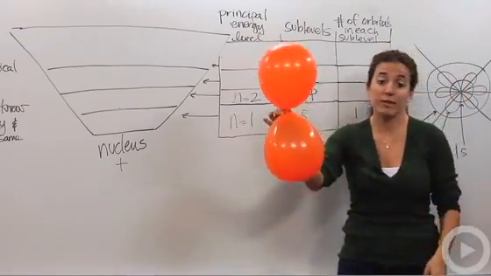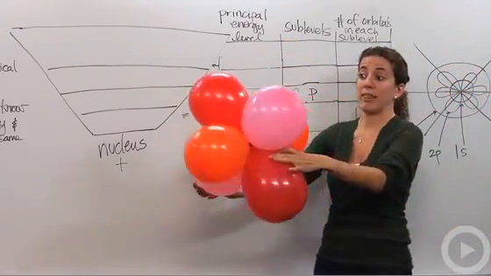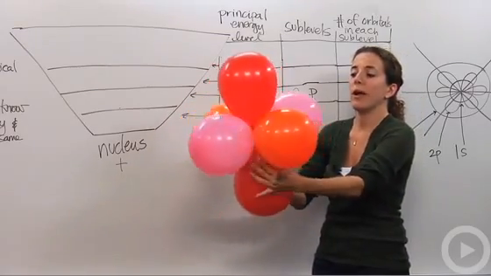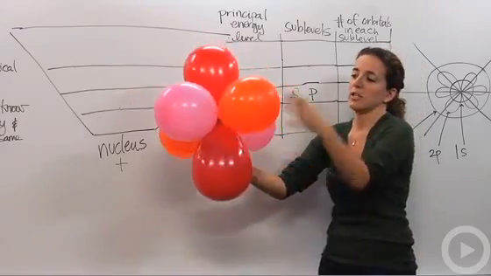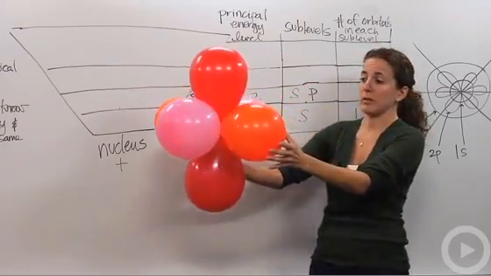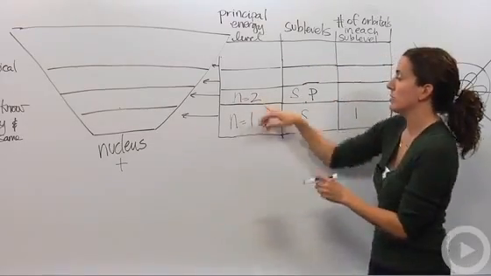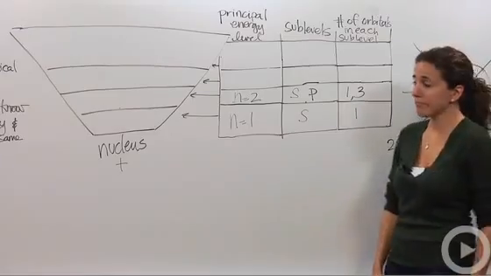There are actually 3 of these orbitals, and they come together to look like this complicated mess. Electrons can be found anywhere the balloons are. The nucleus is in the center, the electrons can be found here, and there are 3 of them put together to make this 3-dimensional shape. So in n equals 2, we have 1 s orbital and 3 p orbitals.